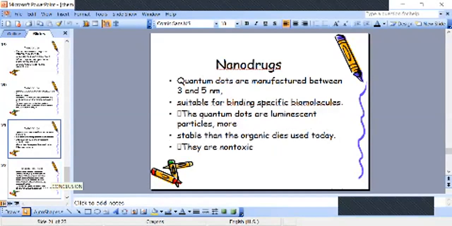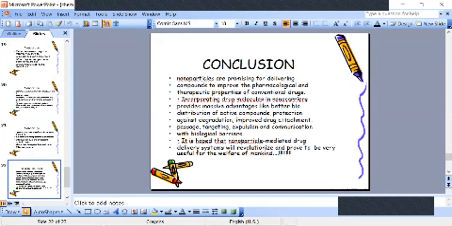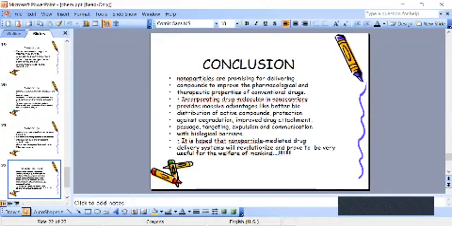So winding up my discussion on hydrogel nanoparticles, I would like to say that nanoparticles are promising for delivering compounds to improve the pharmacological and therapeutic properties of conventional drugs. Incorporating drug molecules in nanotherapies provides advantages like better biodistribution of compounds, protection against degradation, improved drug attachment, targeting, and communication with biological barriers. Nanoparticle-mediated drug delivery systems will revolutionize and be very useful for the care of mankind.